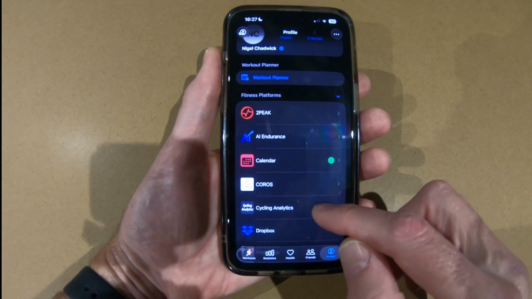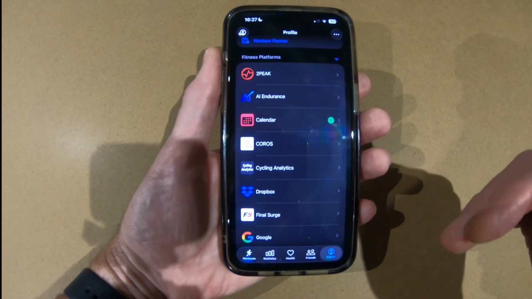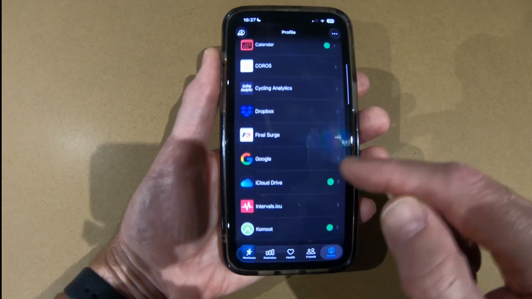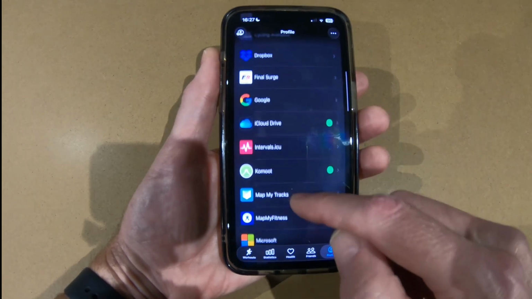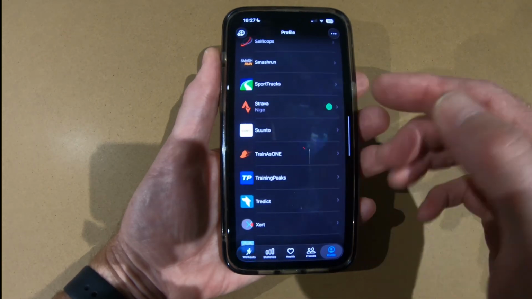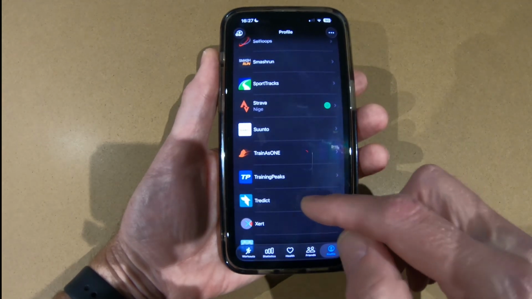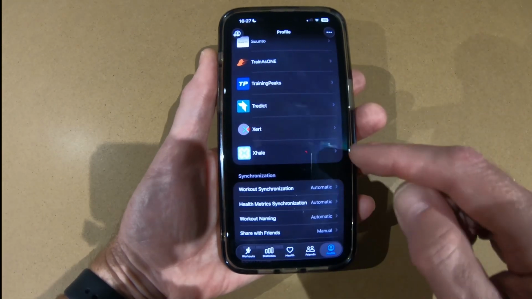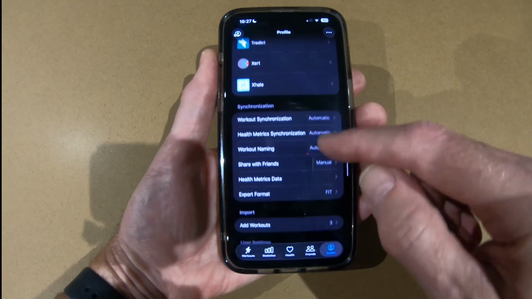These are all the platforms that it will send information out to. So you can see here I've sent it to my calendar, but you've got the iCloud Drive, Komoot, you've got all the normal ones, Strava, so it'll send it to Strava, you've got Training Peaks, etc. on here. So there's quite a few apps that it will send information to.